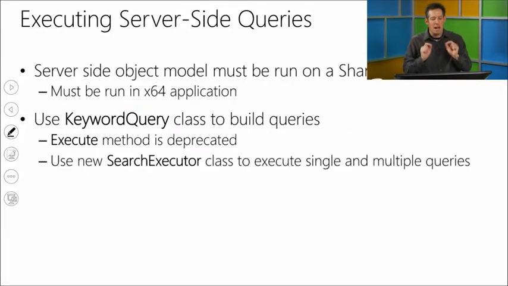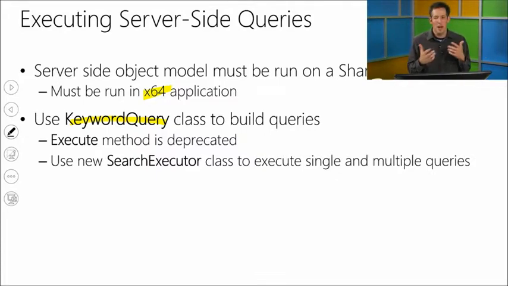All right. Now, if we want to utilize server-side queries using the server-side object model, you'll notice they have to be run on a SharePoint server. They don't necessarily have to run inside of SharePoint, but they do have to run on a SharePoint server, and they need to run in an x64 application. Now, the object that we're going to want is the KeywordQuery class, and that's where we'll set up how we want the query to be executed, determine maybe the number of rows that we want back, etc. And then you'll notice that there is an Execute method.